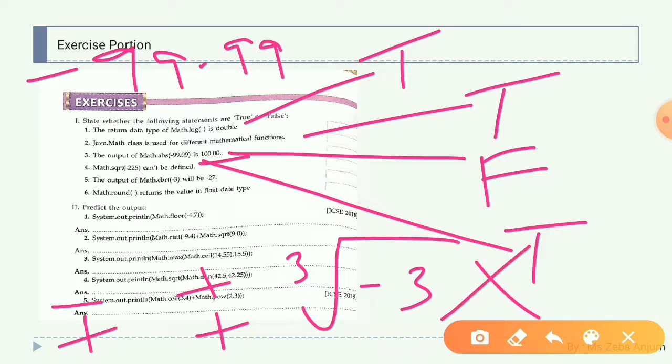See the fifth one. The output of Math.cbrt(-3) will be -27. The cbrt function is going to calculate what? It is going to calculate your cube root. So if you are going to calculate the cube root of -3, then clearly it will not be giving you -27. So this fifth one is basically false. Now see the sixth one. Math.round returns the value in float data type. It will be returning you the value in double data type. So it is also false.